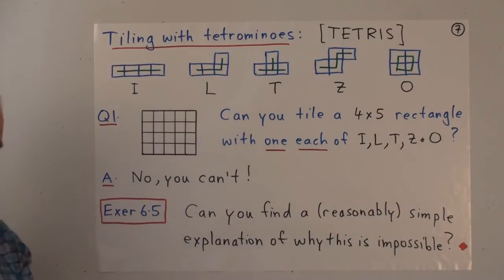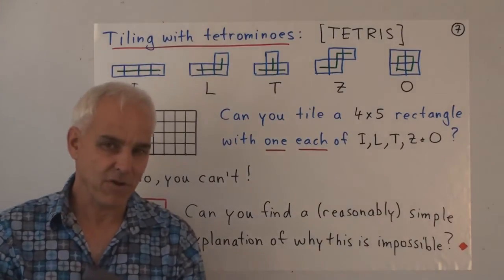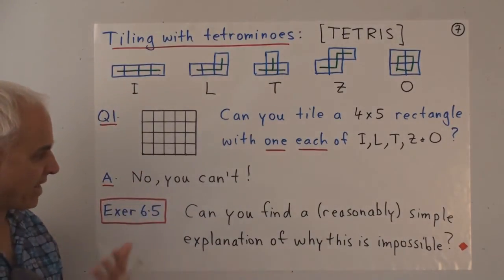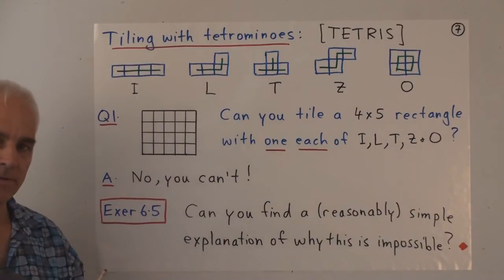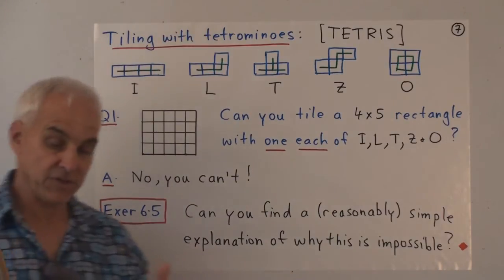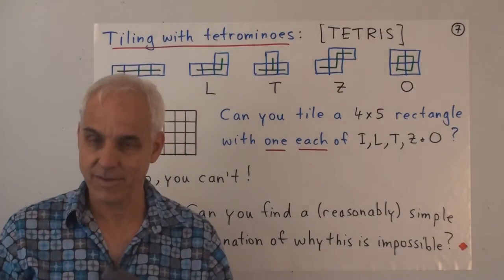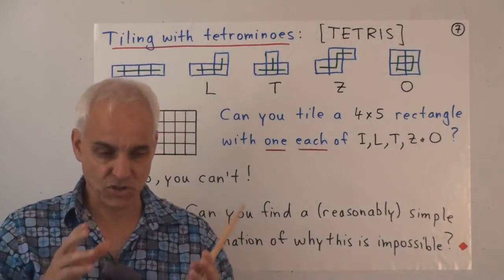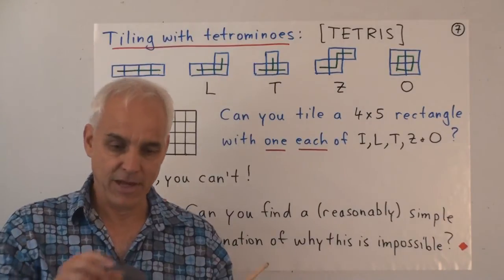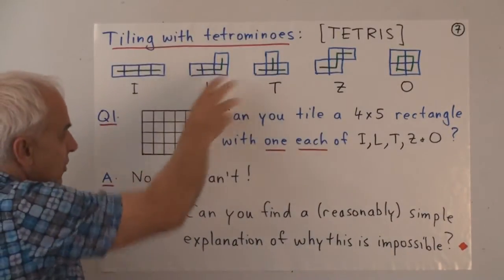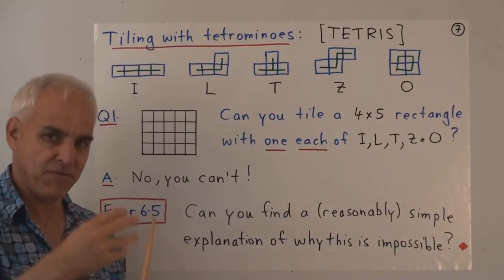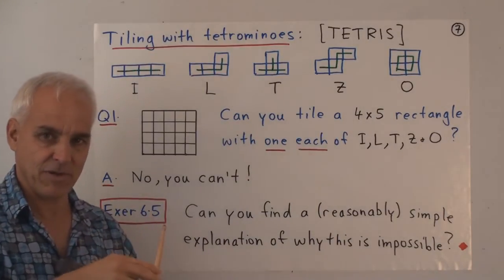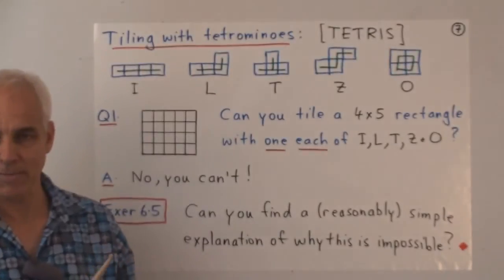And here's your next exercise. So you can stop the video after this and have a think about finding a reasonably simple explanation of why this is impossible. Of course, the first thing you're likely to do is to try it. And that's what you actually should do. You should try to do this. And you will be able to fit 2, 3, perhaps 4 of the tiles in. And then you'll find that the 5th tile doesn't fit into the remaining 4 cells that are empty.